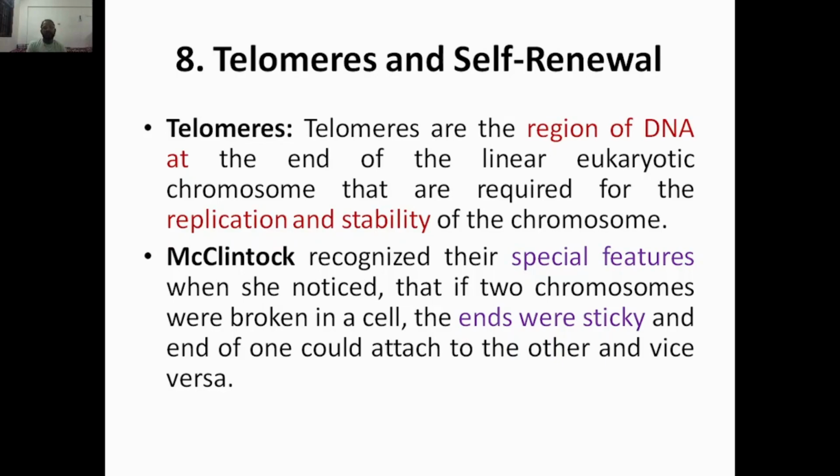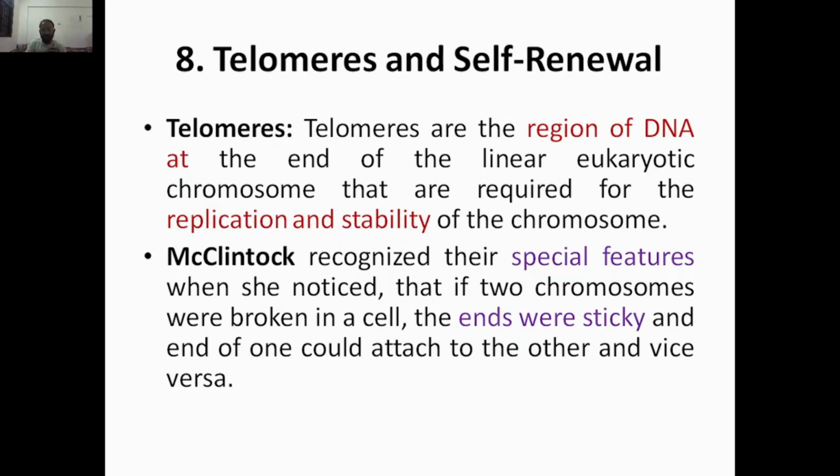So McClintock was one of the scientists. She recognized their special features. That means the telomeres' special features, when she noticed that if two chromosomes were broken, imagine you have two chromosomes which are broken inside the cells. What happens? The two ends will be sticky, and the end of one could attach to the end of the other, or vice versa. Understanding? So imagine two chromosomes inside the cell.